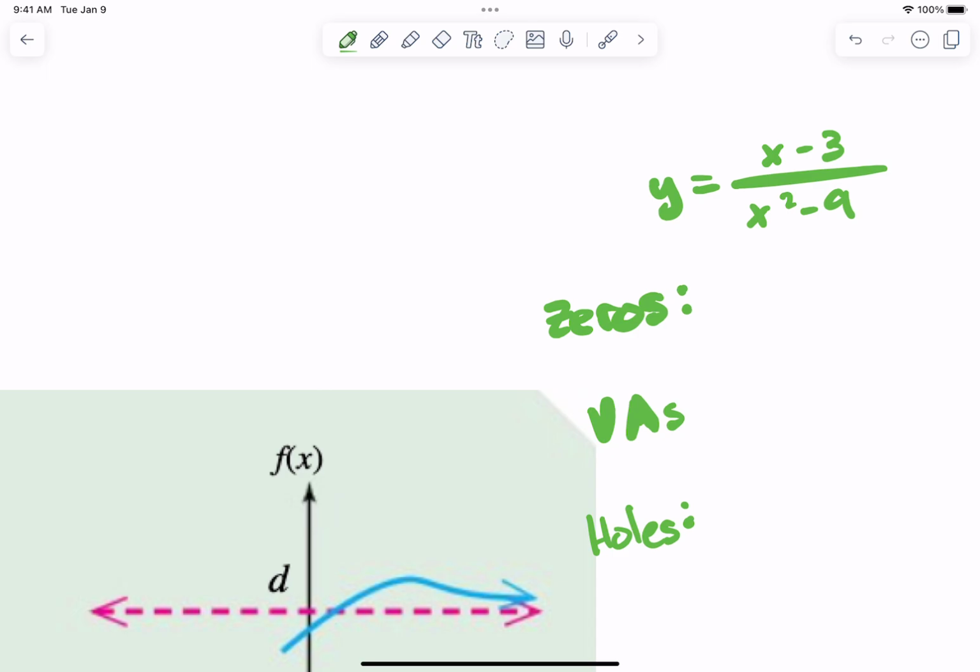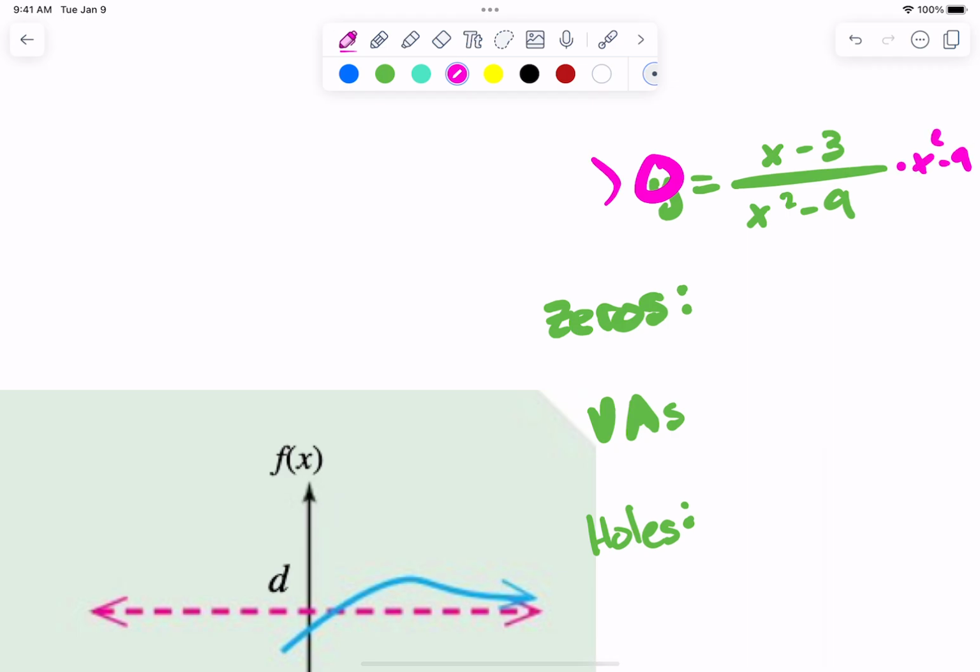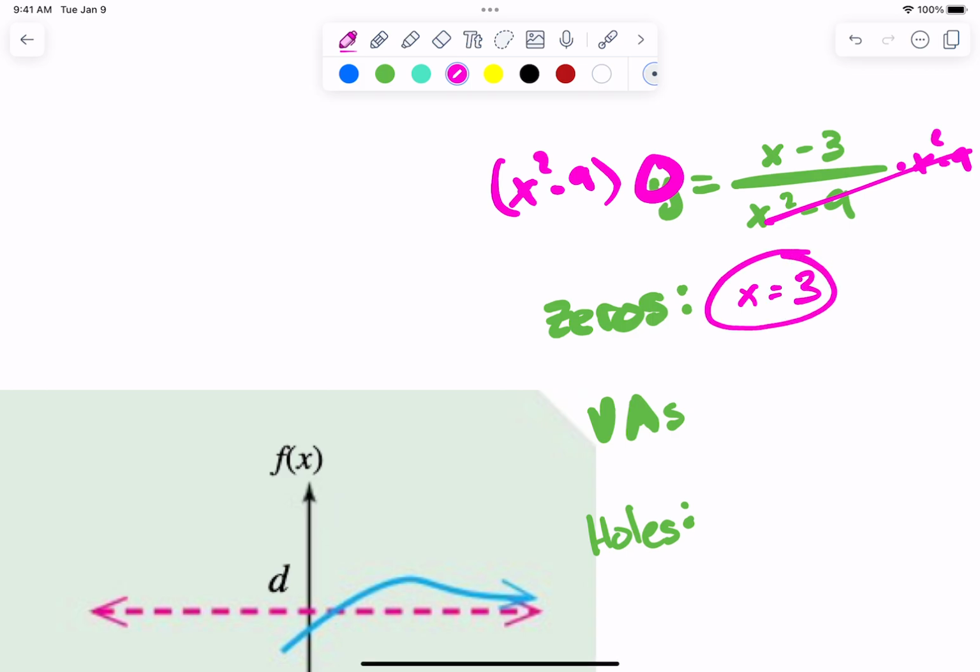Okay, zeros. How do you find zeros? Plug 0 in for y. Y equals 0. Then what? Multiply the bottom over, times x squared minus 9. Still 0. X minus 3 equals 0, so x equals 3. That is where my 0 is. That's my x-intercept at 3.